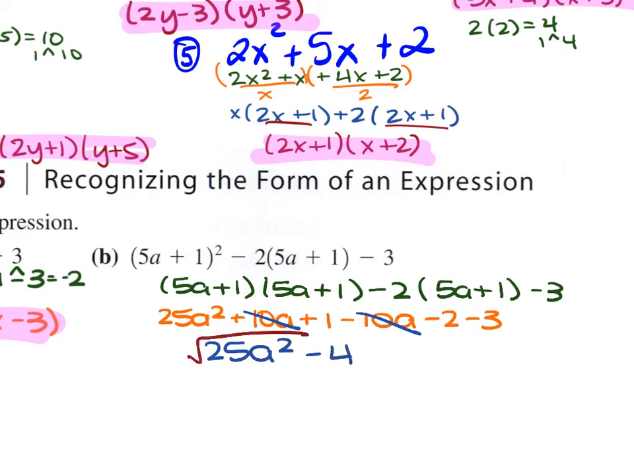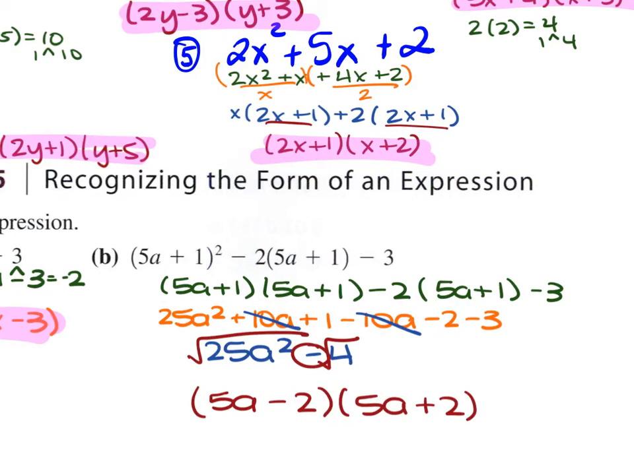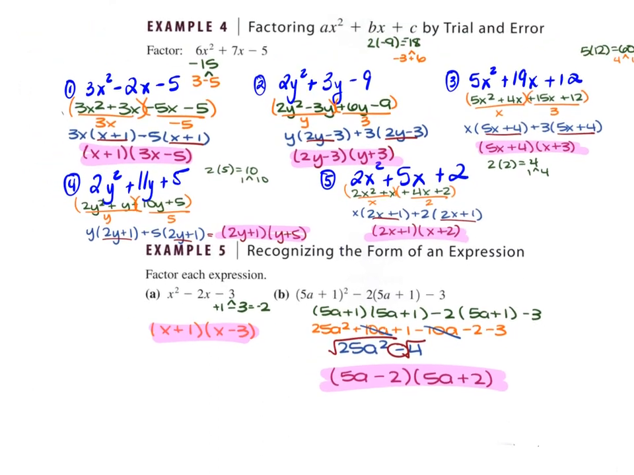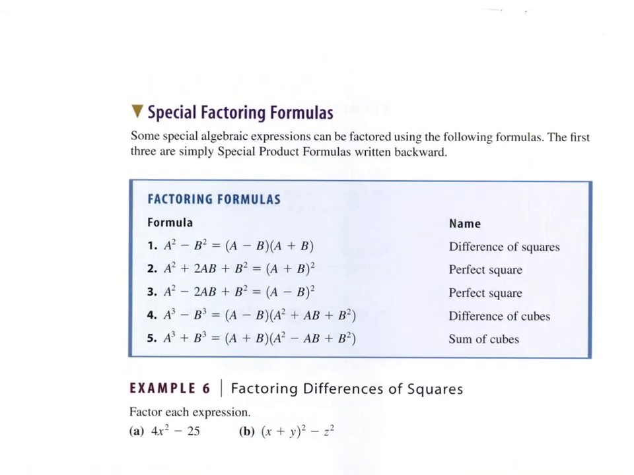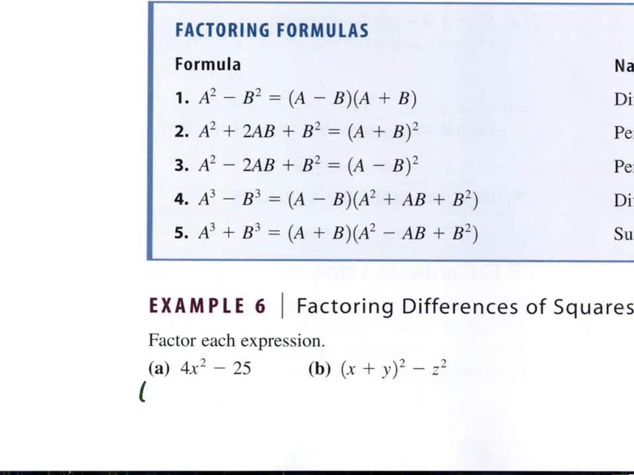We can see that these two are perfect squares and they're separated by a negative. So this turns into (5a minus 2)(5a plus 2). And it's just a difference of squares. With special factoring formulas, for a, we have 4x squared minus 25, the same exact thing that we just did. So this is going to be (2x minus 5)(2x plus 5). Again, it's a difference of squares.